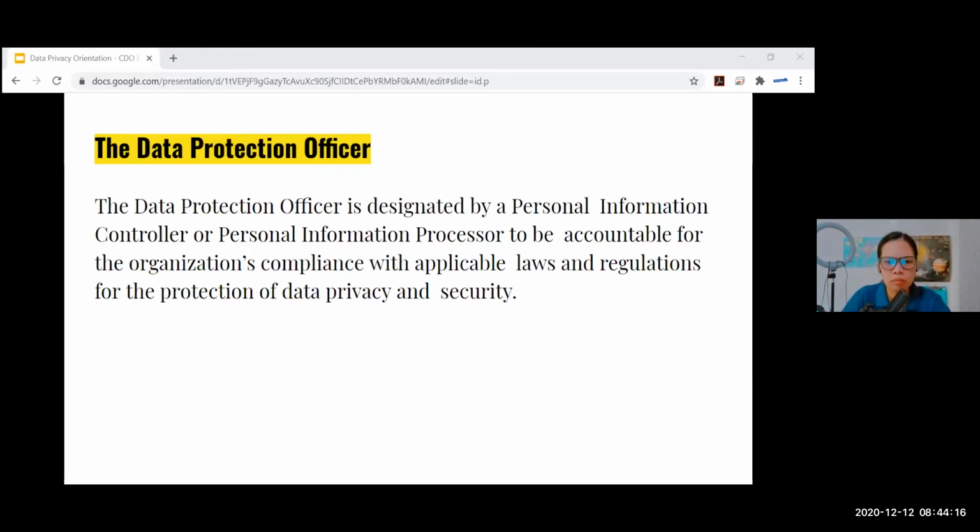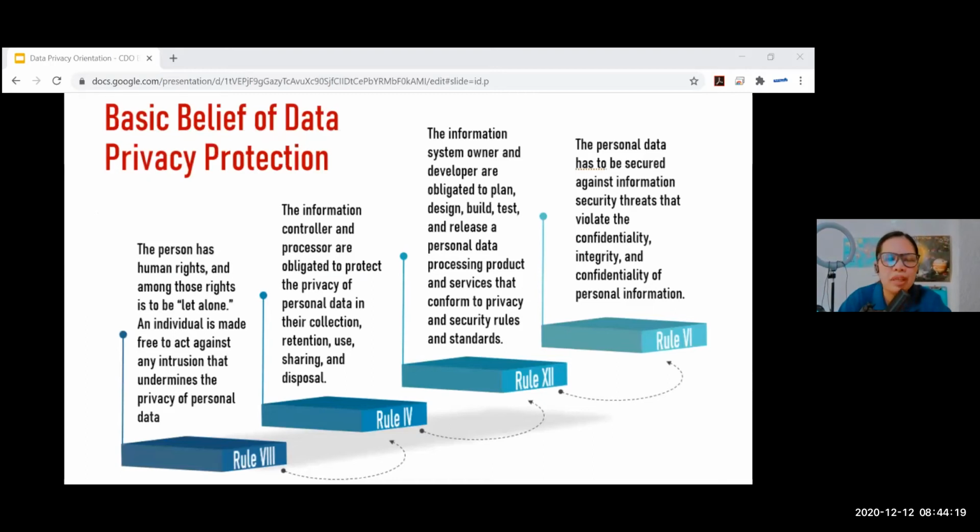Now, why are we talking about data privacy? Why are we all here? There are basic beliefs of data privacy protection. First, it is a human right. Next, PICs and PIPs are obligated to protect personal data. What else? System owners and developers are obligated to conform to privacy and security rules and standards. Personal data also has to be secured against security threats that violate the confidentiality and integrity of personal information. So as PIPs, we are accountable and responsible to secure personal information. Now, a very good thing to think of this time, especially when we're out there in the malls.